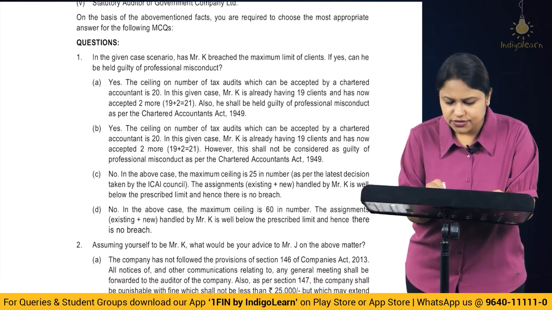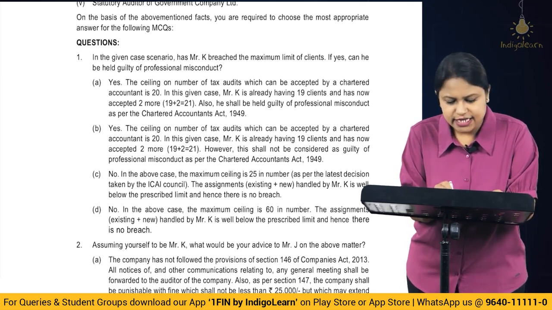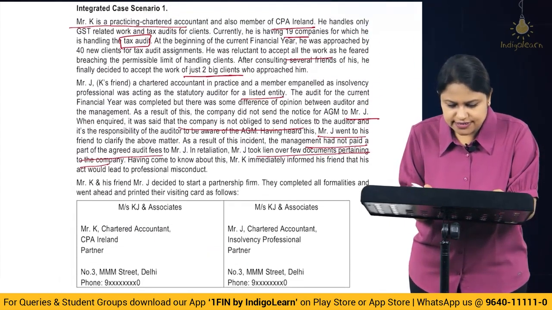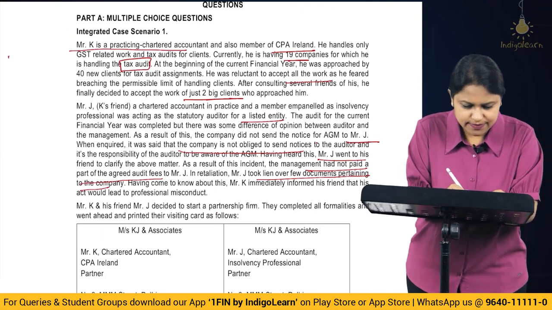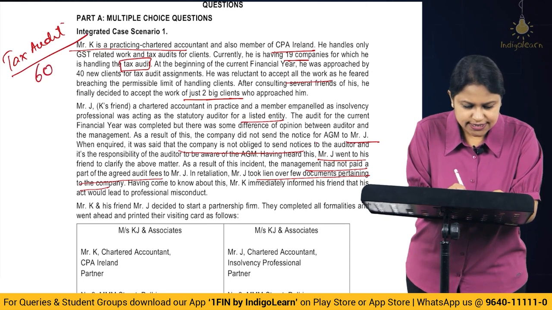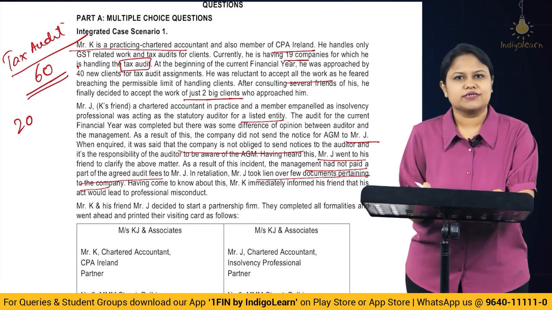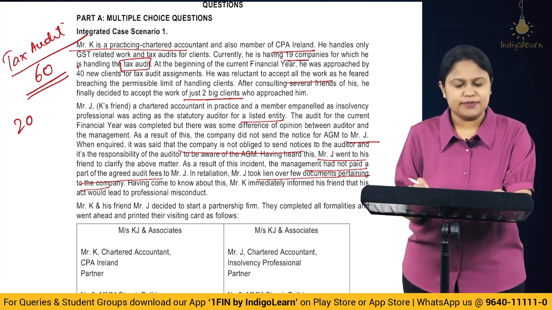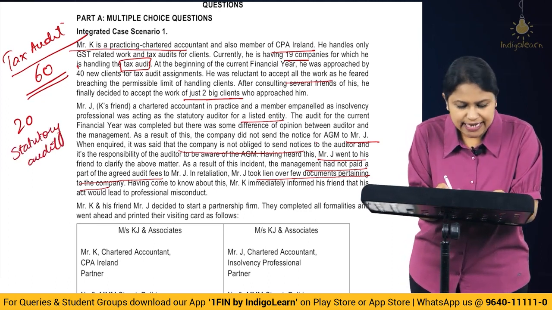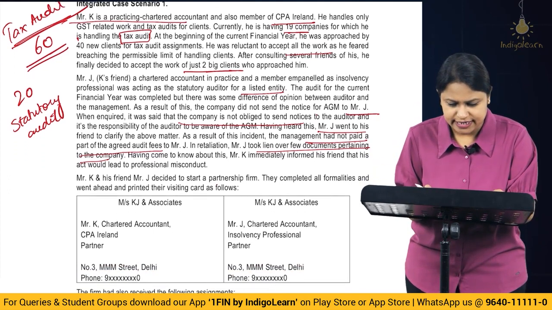In the given scenario, has Mr. K breached the maximum limit of clients? If yes, can he be held guilty for professional misconduct? So very interesting thing here. Here the question is not about the statutory audit, rather the question is about tax audit. And we know the ceiling limit for the tax audit is 60, unlike statutory audit where it is 20, and as per the code of ethics we have some other number given. So the ceiling number is different based upon what we are checking, but that is statutory audit. Here the question is about tax audit, where the ceiling limit is 60 company audits, or 60 audit assignments that you can take.